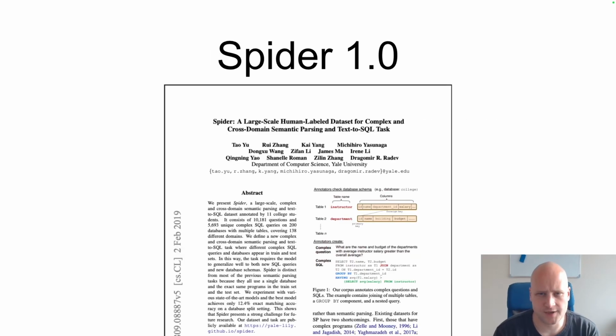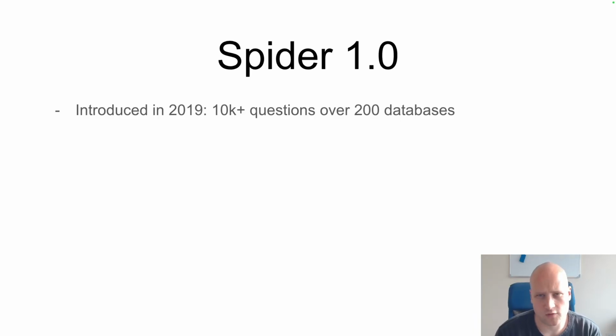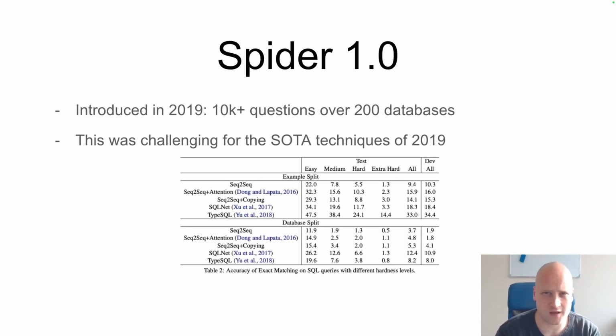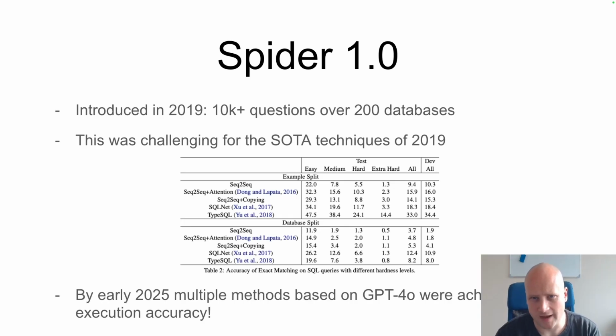To be able to measure the performance of different text-to-SQL methods, the Spider benchmark and paper was introduced in 2019. This included over 10,000 questions across 200 different databases. This was challenging for the state-of-the-art techniques of 2019. As you can see, even on the easy version of the Spider benchmark, many of the methods at the time scored around 30% accuracy. However, by early 2025, GPT-4o and other models were scoring 85% plus on this benchmark when used in different text-to-SQL methods.